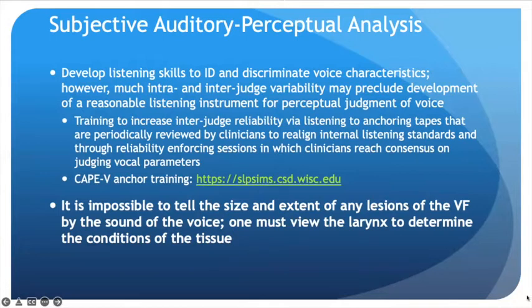And this is important to note. This is a very important point. It is impossible to tell the size and extent of any lesion of the vocal folds by the sound of the voice. You have to view the larynx to determine the conditions of the tissue. So yes, auditory perceptual analysis is great, but it cannot tell you what the actual larynx looks like and how big, for example, a lesion might be. There's not necessarily a one-to-one correspondence. I've seen super healthy, normal-looking larynges that produce a terrible sound, a very, very dysphonic sound. And then I've seen larynges that look pretty bad, and they're actually able to compensate for it enough that it sounds relatively normal. So the larynx has to be viewed.